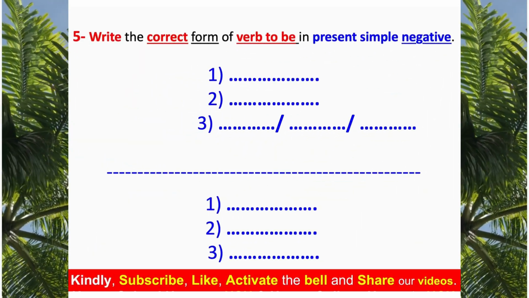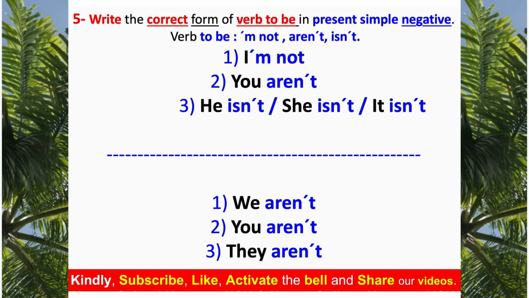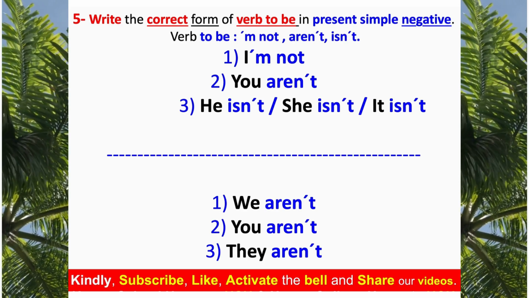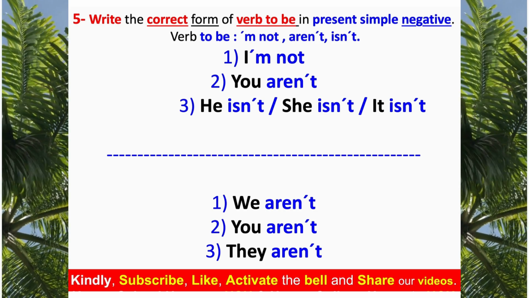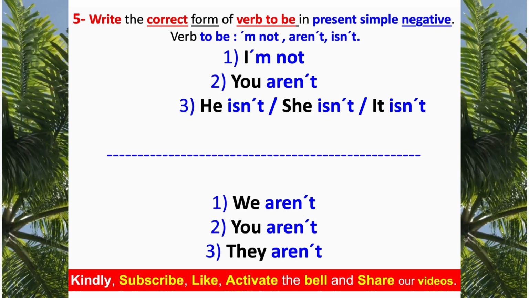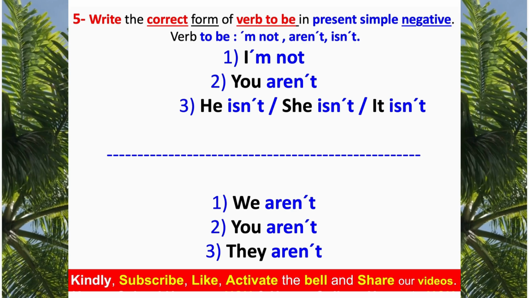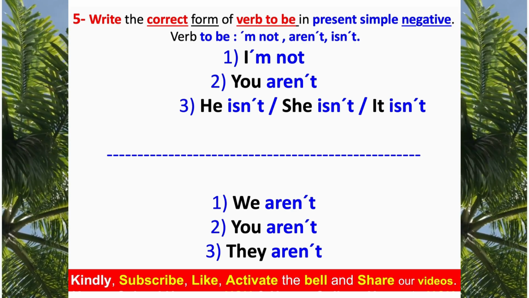So the negative form, let's see the negative form. The negative form is I am not, aren't, isn't. If you write, for example, the first one, I am not, you should write it like this. If you write I am not, the complete form or the long form, no problem, it's correct. But it's better to write it in the short form.